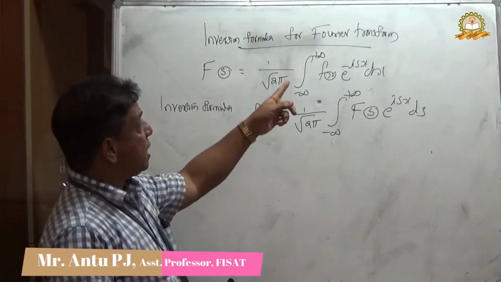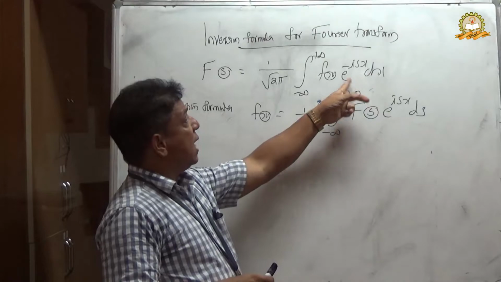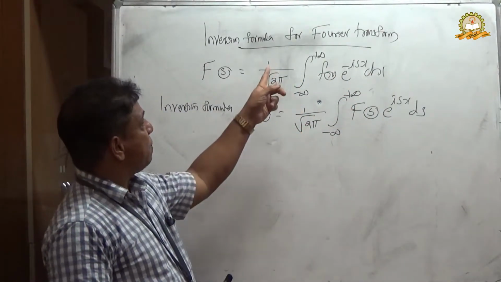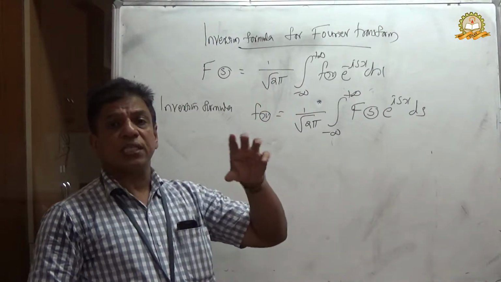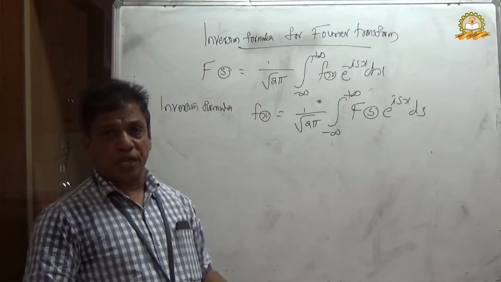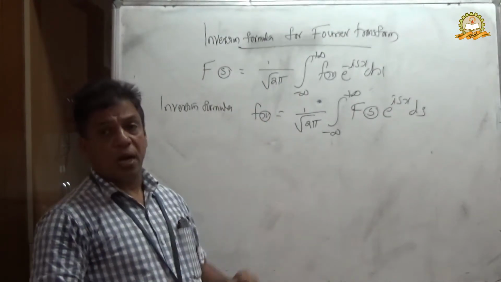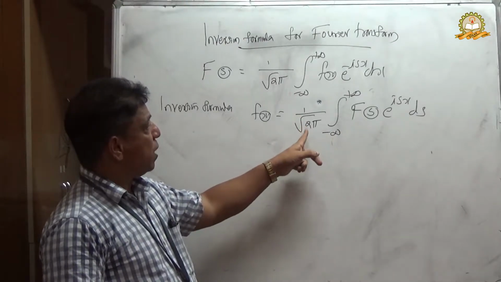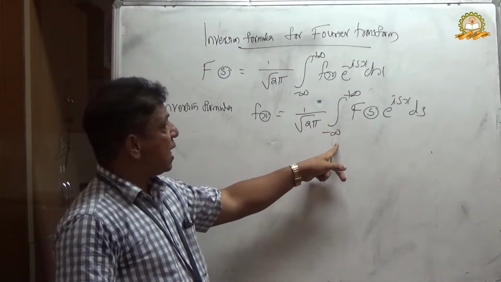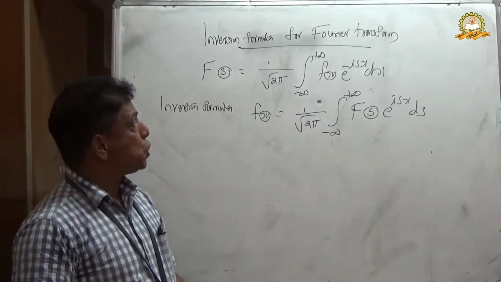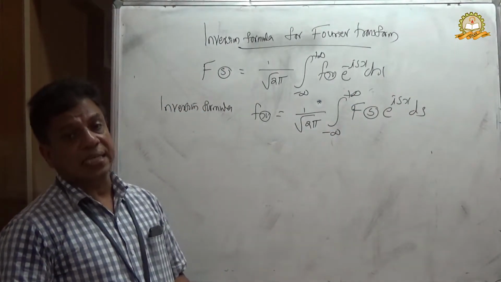When f of x is multiplied by e raised to minus isx and integrated within the limits minus infinity to plus infinity, and multiplied by 1 by root of 2 pi, you will get the Fourier transform. Then we have to obtain the original function f of x. We apply the inversion formula. The inversion formula says 1 by root of 2 pi integral minus infinity to plus infinity f of s e raised to isx ds.